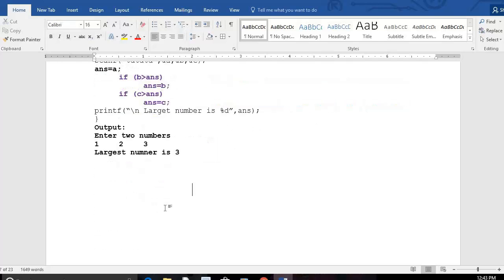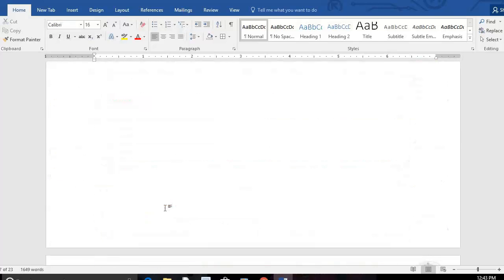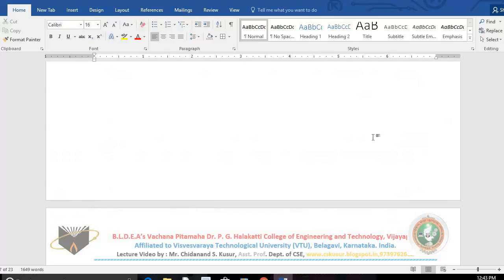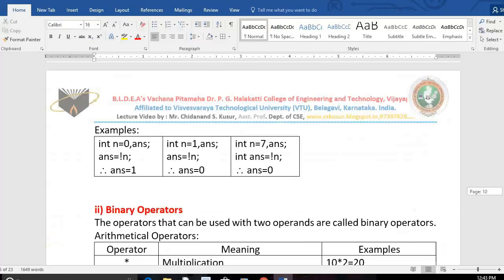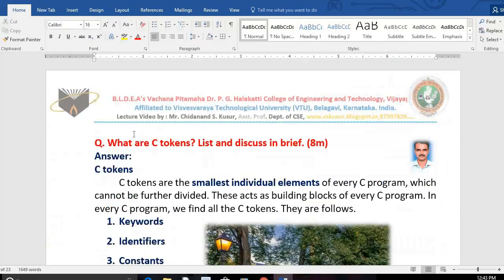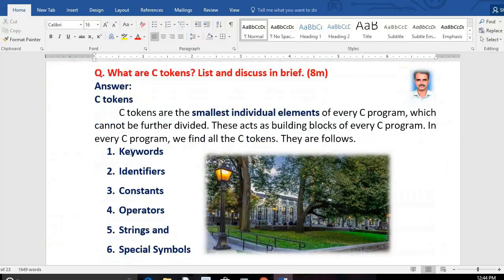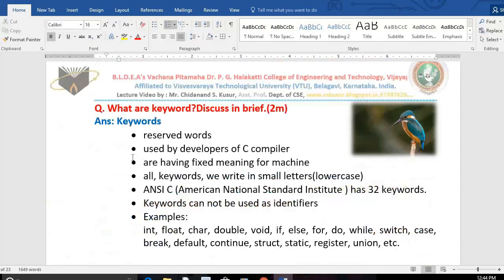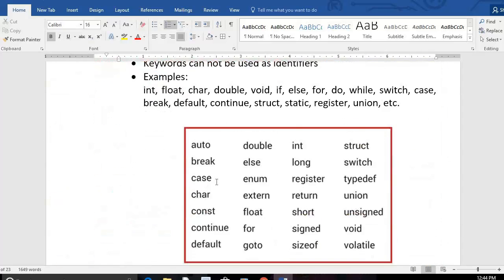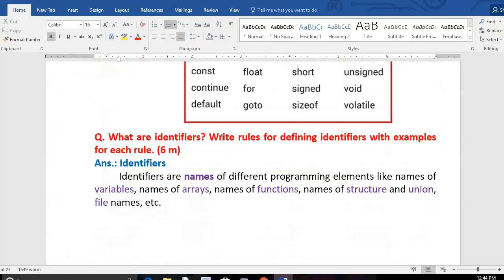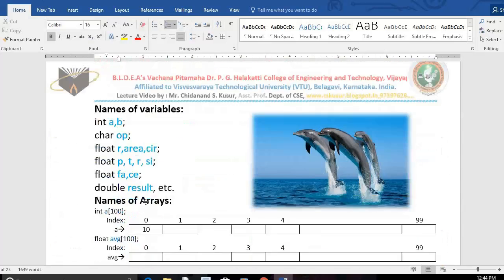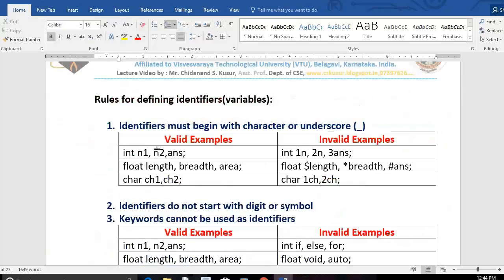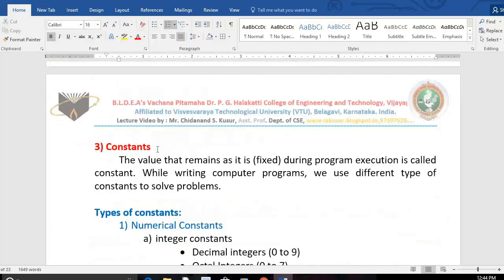If you have any doubts, please ask. I explained many things to you. Now you have the full capability to answer the question: what are C tokens? List and discuss in brief. What are keywords? You have to explain and give examples, from my first lecture video. What are identifiers? You have to define, give examples and write rules for defining identifiers.